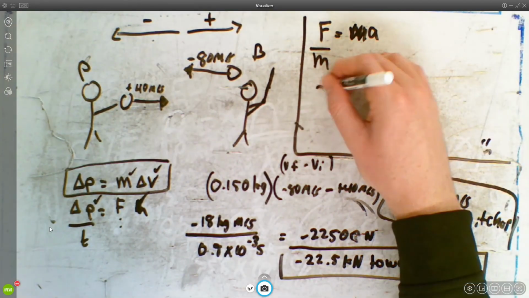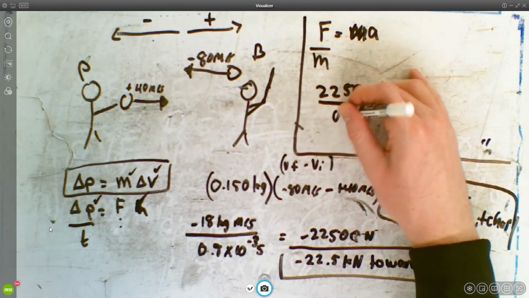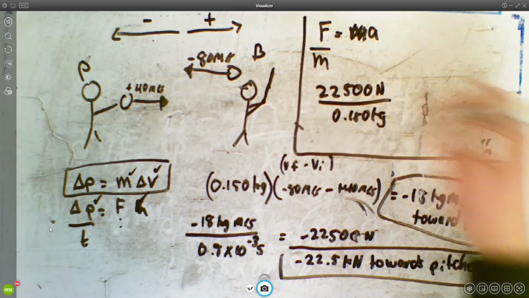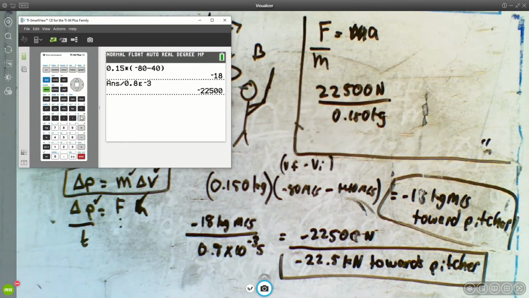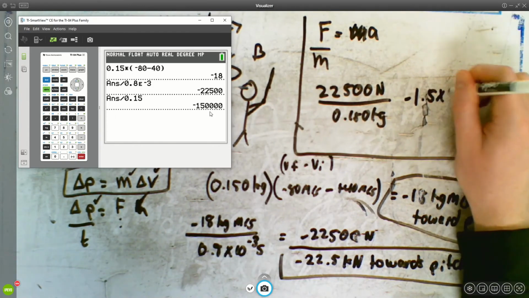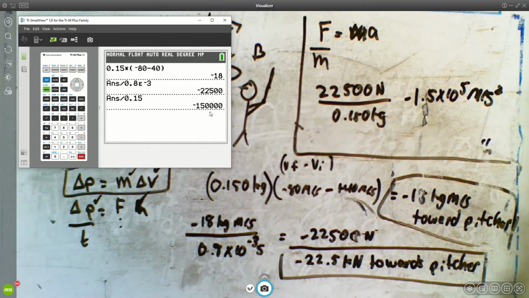So we take our 22500 newtons. We divide it by our mass, which is 0.150 kilograms. And we plug that into our calculator. So we take this, divide it by this, and we get our acceleration, which is negative 1.5 times 10 to the 5 meters per second squared. You can't really go like kilometers per second squared or anything like that. It just doesn't work like with newtons.